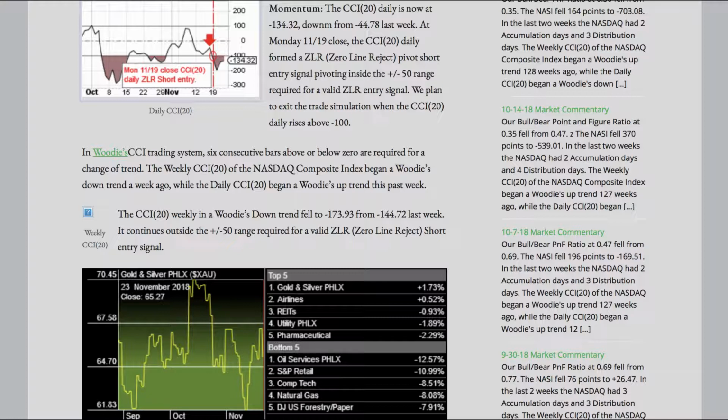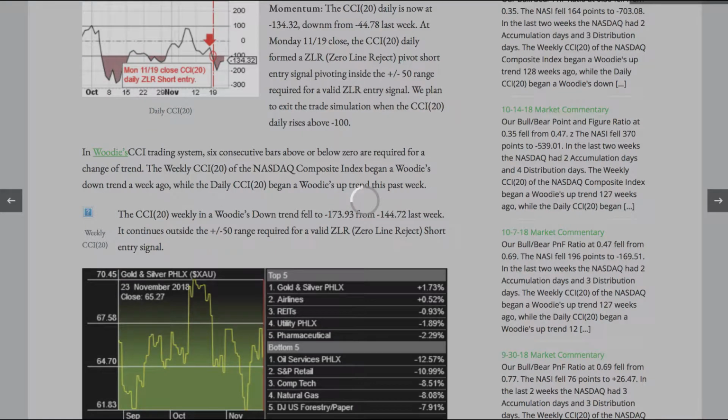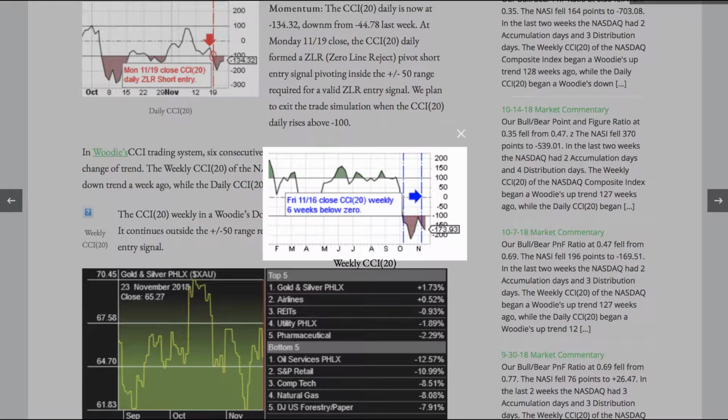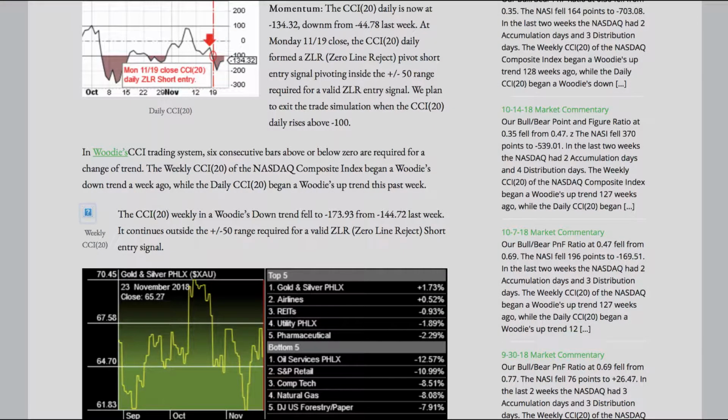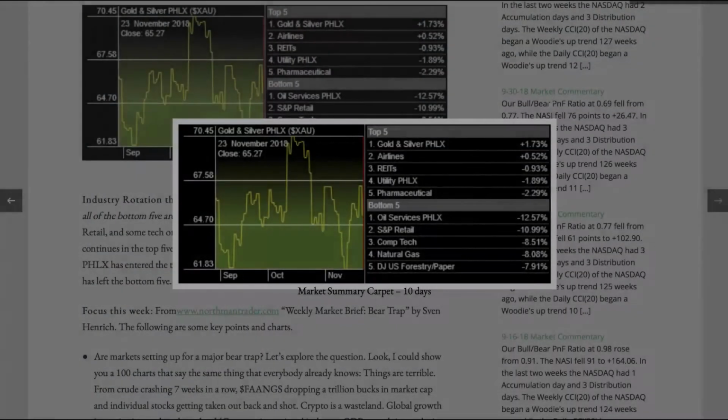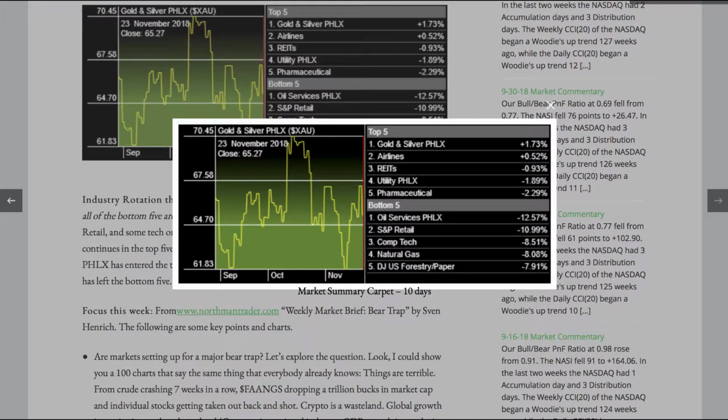The weekly CCI 20 of the Nasdaq Composite Index began a Woody's downtrend a week ago, while the daily CCI 20 began a Woody's uptrend this past week. The CCI 20 weekly, in a Woody's downtrend, fell to a negative 173.93 from a negative 144.72 last week. It continues outside the plus or minus 50 range required for a valid zero-line reject short entry signal. Industry rotation, the last 2 weeks.